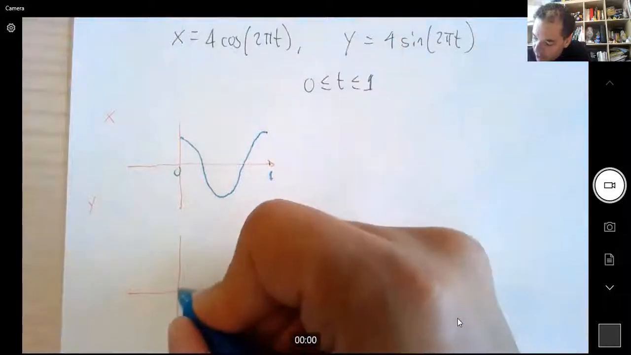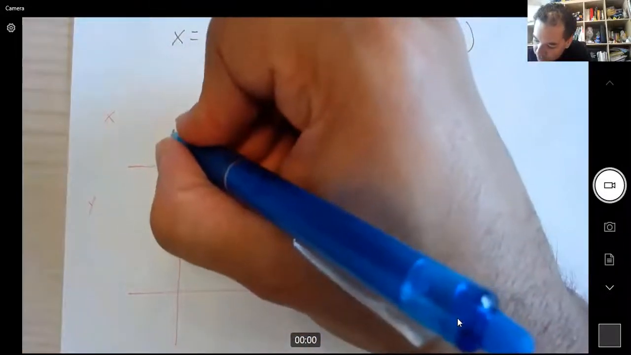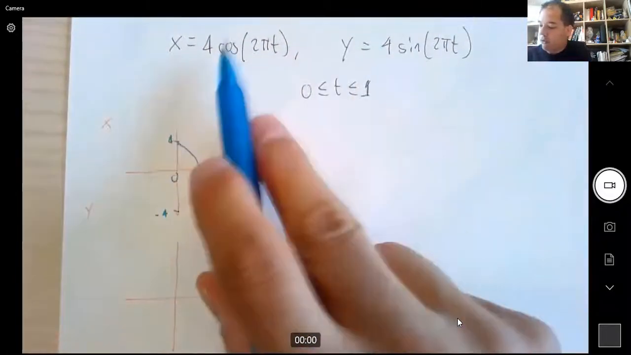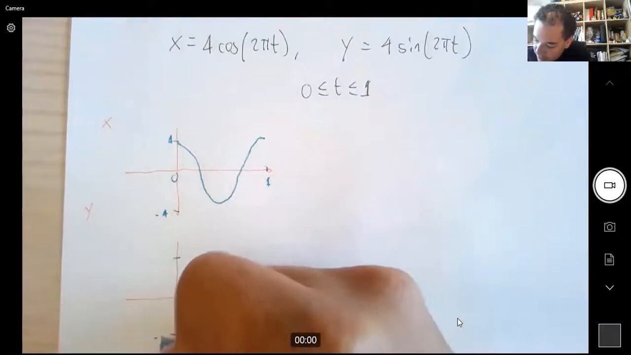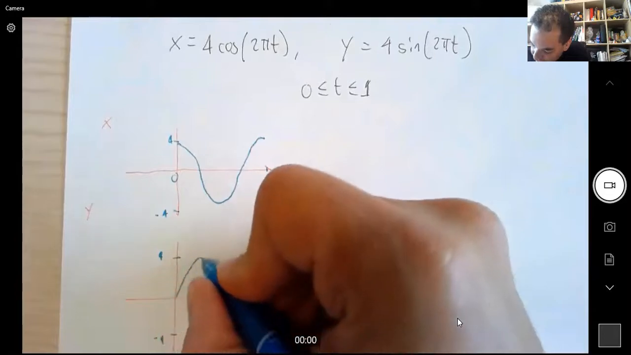And the one for y goes like sine, and it goes all the way from 4 to -4. So the amplitude is 4 because we multiply by 4. The one for y is similar, but now it follows along with sine. So it goes like this.